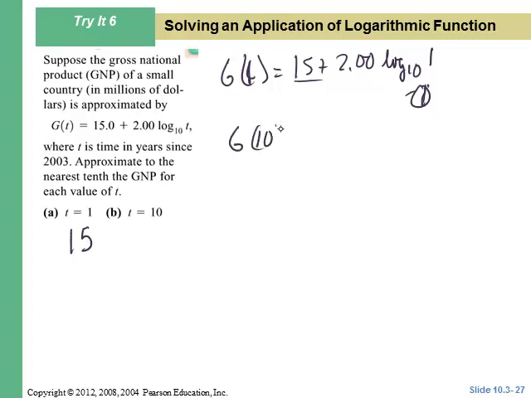G of 10 is 15 plus 2.00 times log base 10 of 10. Log base 10 of 10 is 1. 2 times 1 is 2. 15 and 2 is 17. Let's press it on our calculator just to make sure. 15 plus 2 times log of 10 is 17.